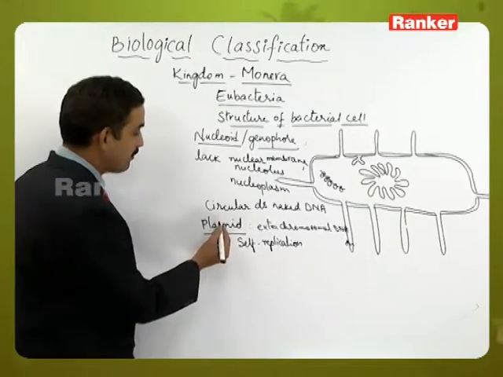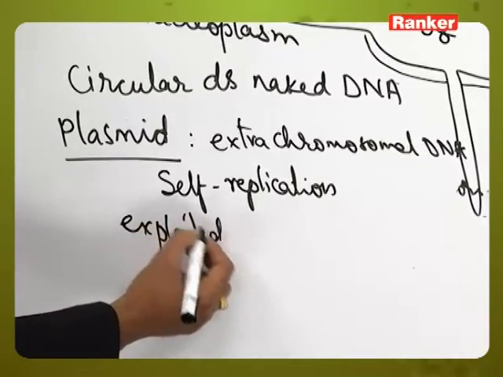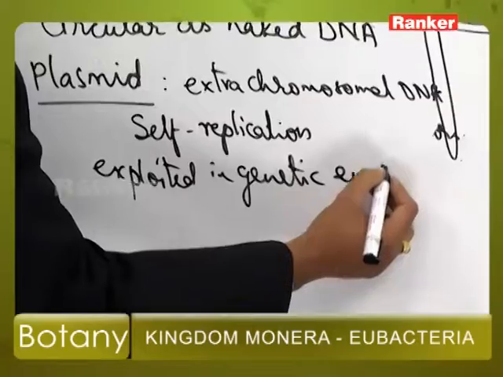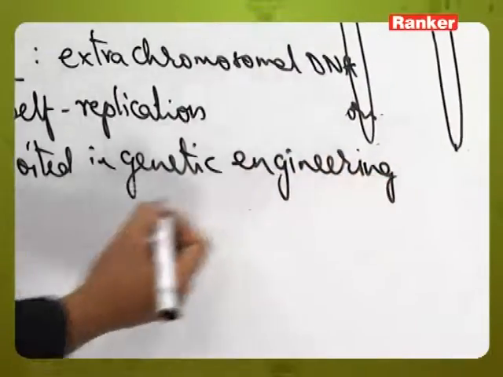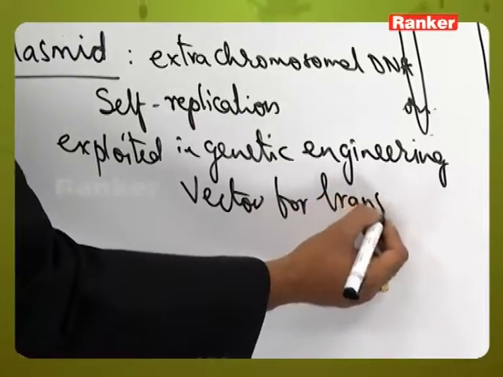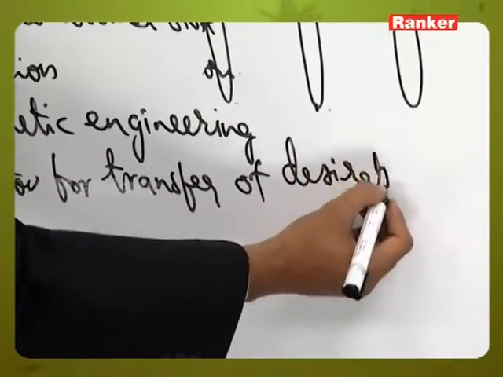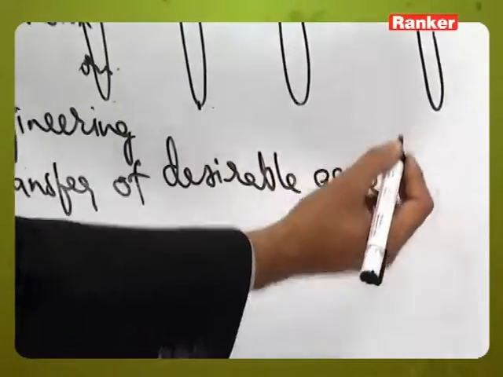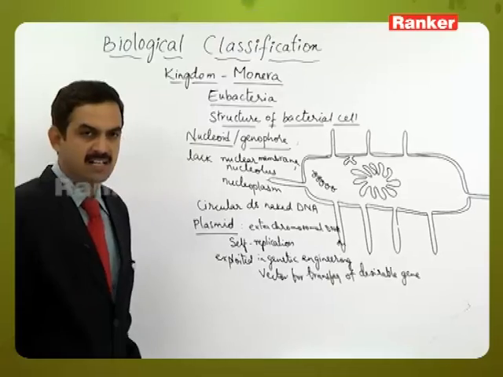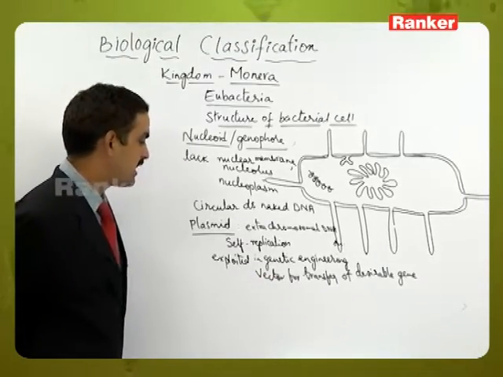So the plasmid is exploited in genetic engineering. In which manner is it exploited? It is used as a vector for the transfer of desirable genes from one organism to another organism. So it acts as a vehicle for the transfer of genetic material or the desirable gene from one organism to another in the technique of genetic engineering.